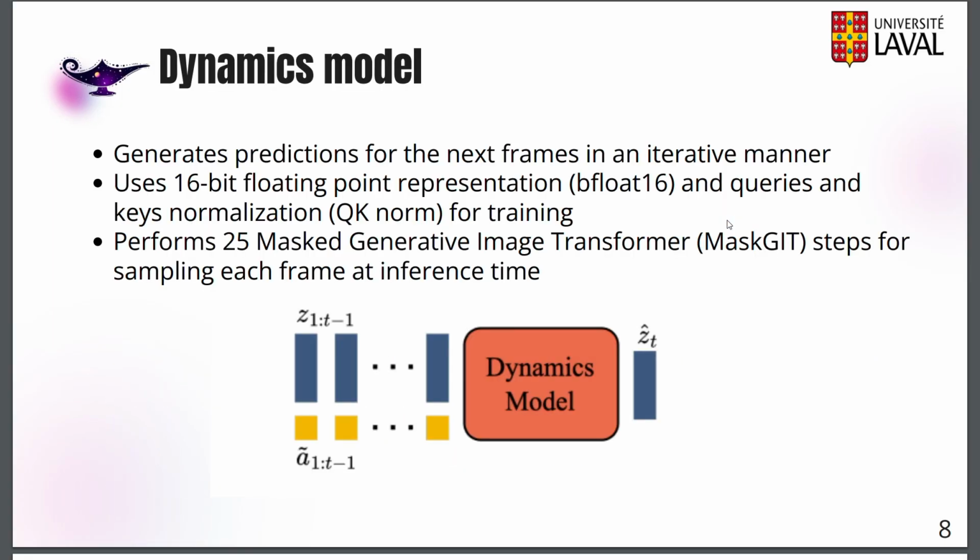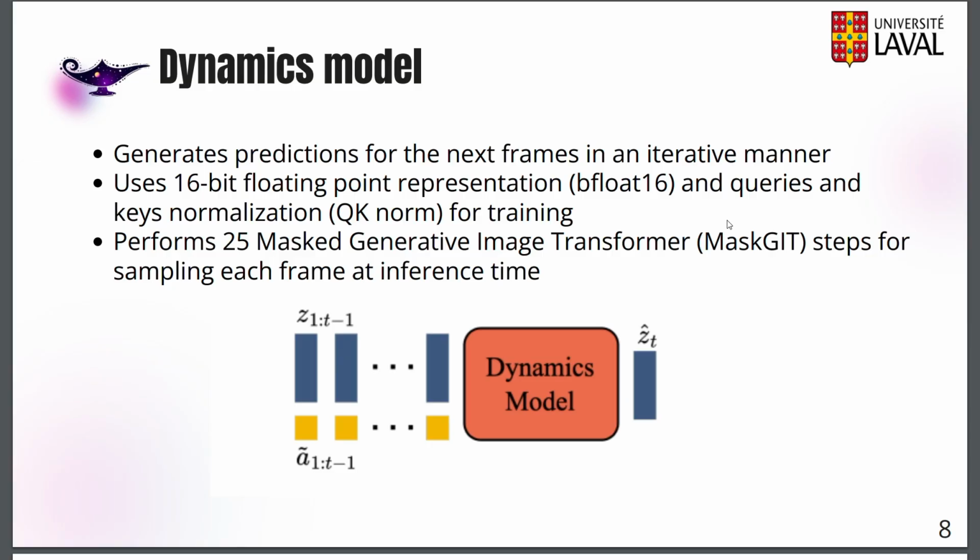The dynamics model takes both the tokenized video frames and the latent actions as input to generate predictions for the next frame. It uses 16-bit floating point representation and applies query and key normalization for more stable training.